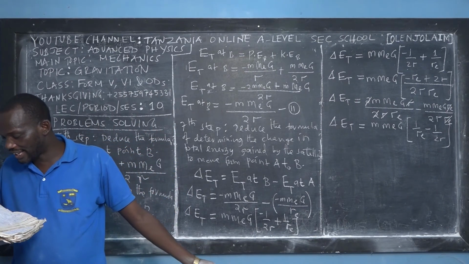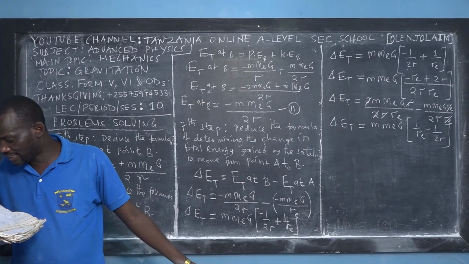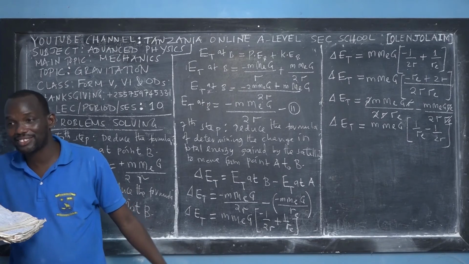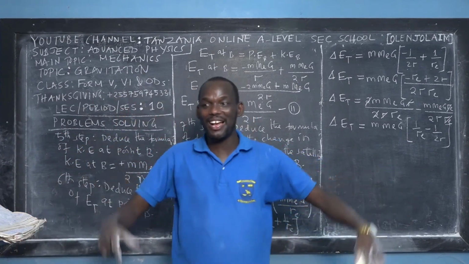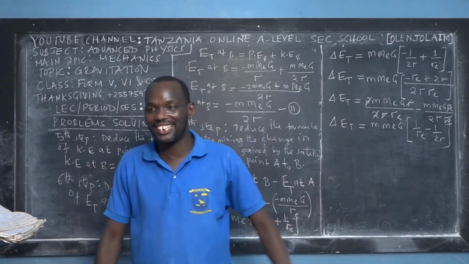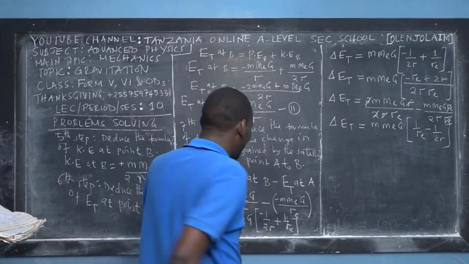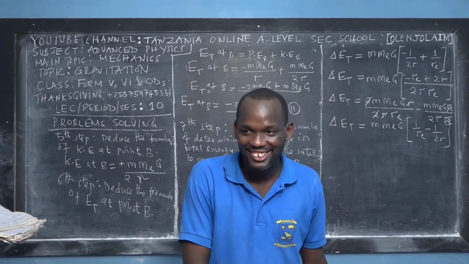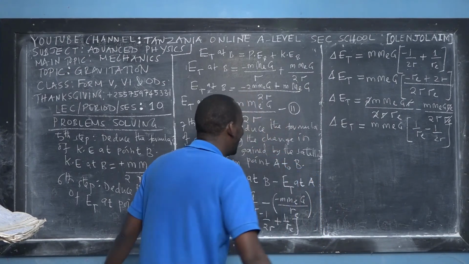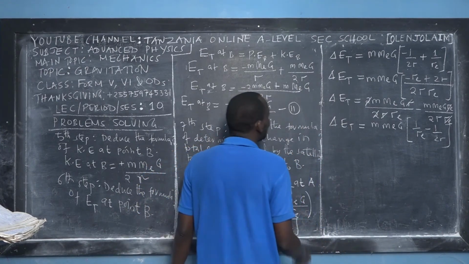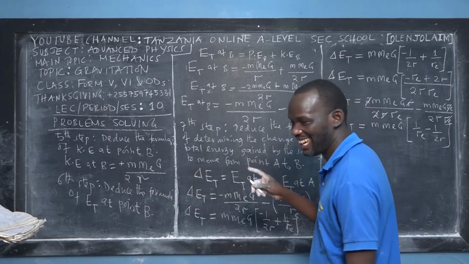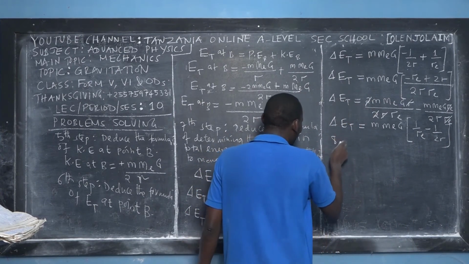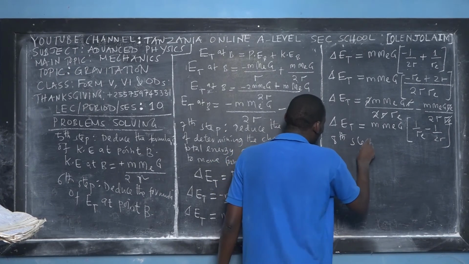We have been given the radius R, the radius of the S, the acceleration due to gravity, and the mass of the satellite, which is 1,000 kilograms. So let us enjoy the beauty of physics. So this is the case. Now we were in the 7th step, and we are going to the 8th step.